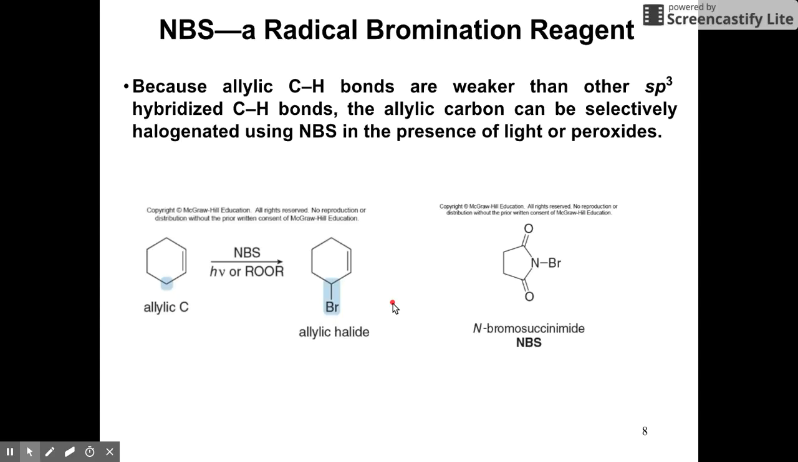Now, in terms of a reagent that we can use for this, we can use NBS, which is N-bromosuccinimide, which is shown over here on the right. And it has a weak nitrogen-bromine bond that can allow a radical to form very easily, and we can get selective bromination of the allylic carbon, because these two carbons here that are not allylic are not going to form radicals nearly as stable as the allylic carbon.